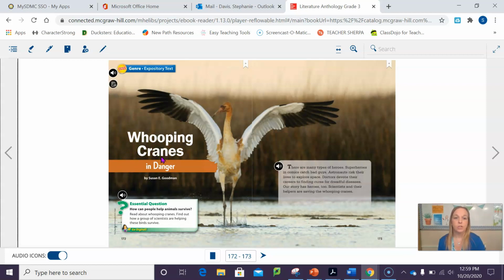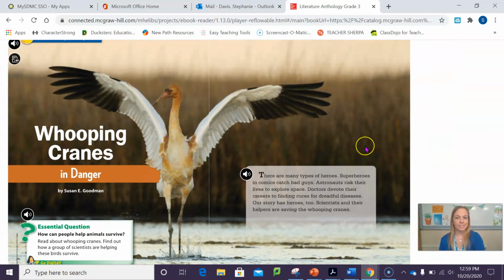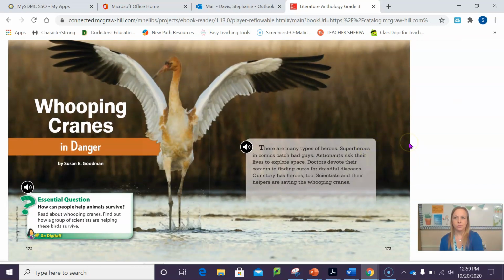So go ahead, sit up in your chair nice and tall, and you are going to read along with Mrs. Davis. Whooping Cranes in Danger by Susan E. Goodman.